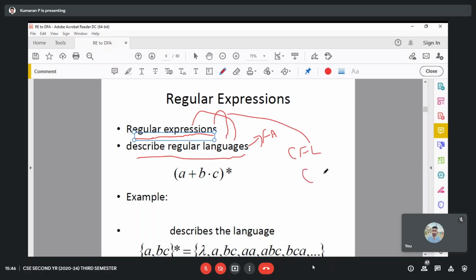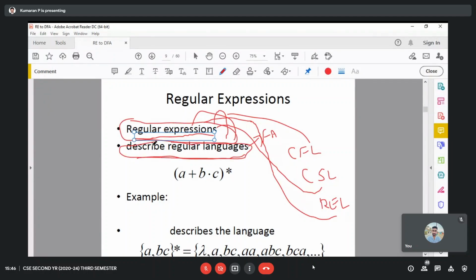There is a language called the context sensitive language. We cannot express this language in terms of a regular expression. We also have the recursively enumerable languages. For those languages also we cannot write a regular expression. So we can write a regular expression only for the regular languages.